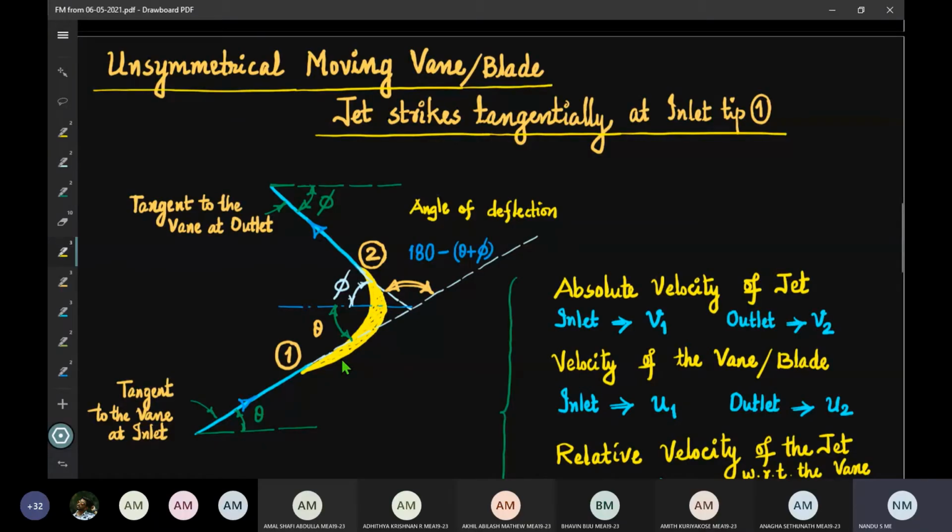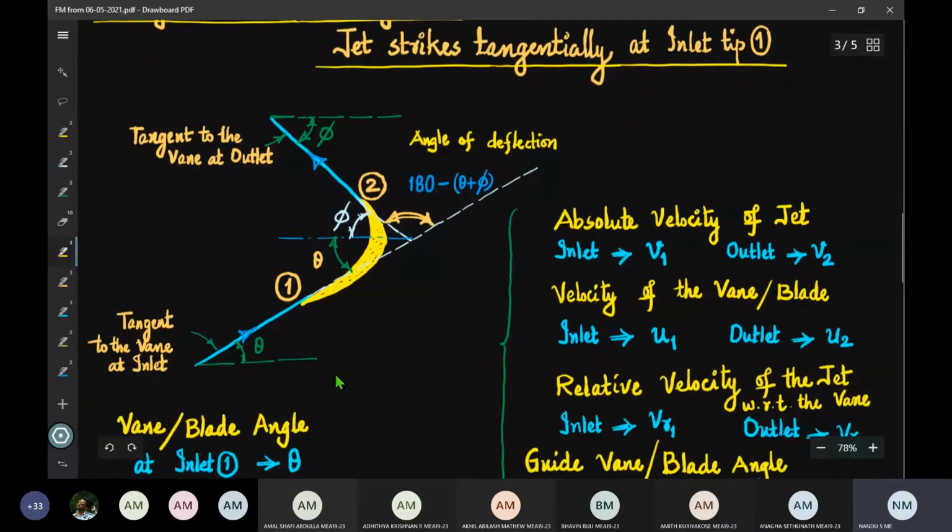Jet velocity is v and the plate or the vane velocity is u, and both are in the same direction. So far we didn't have any problem in finding the relative velocity or the effective velocity with which the jet strikes. So simply we took the scalar difference v minus u, since both velocities were in the same direction. But now the problem is, here we have an unsymmetrical vane.